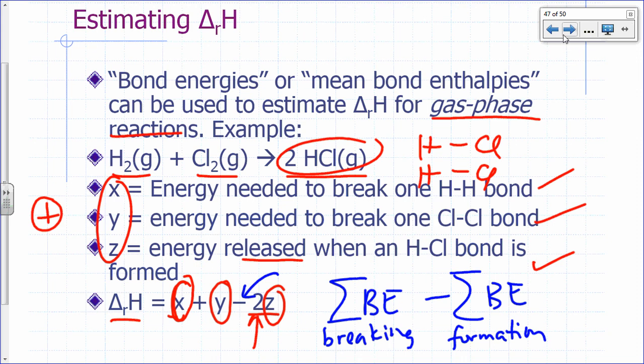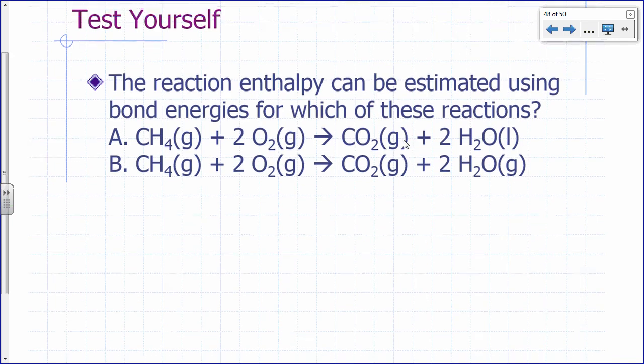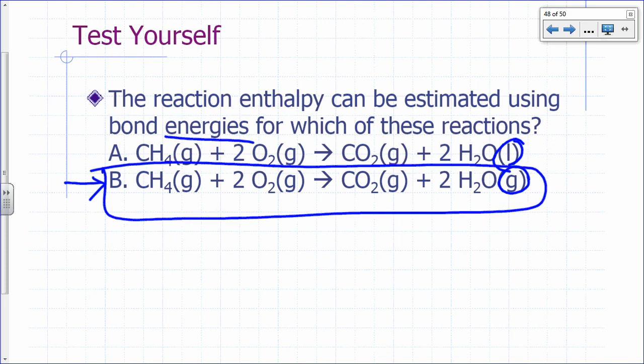So this works really well for estimating gas phase reactions. Let's look at this. The reaction enthalpy can be estimated using bond energies for which of these reactions, A or B? What's the difference between these two reactions? This one's a liquid and that's a gas. Everything else is the same. So what's the answer? Bond energies, you can only use that to estimate delta H for gas phase reactions, everything in the gas phase. So the answer is B.